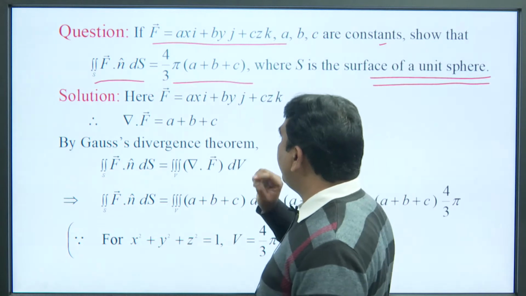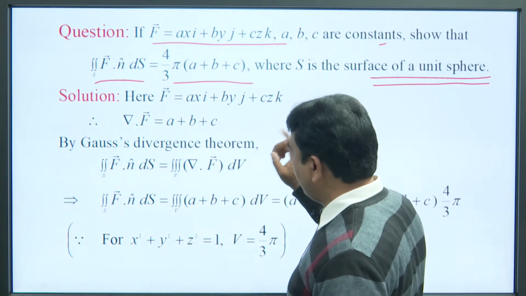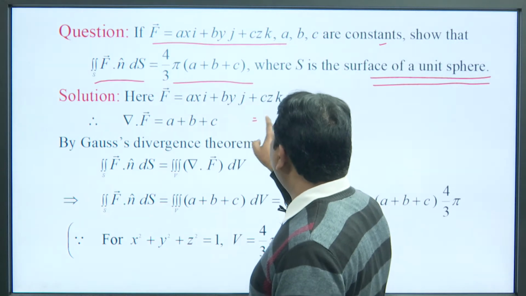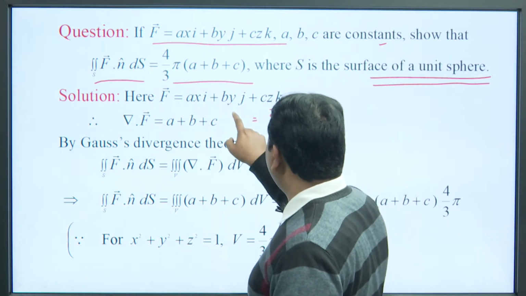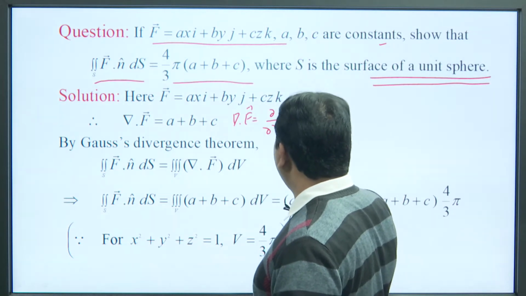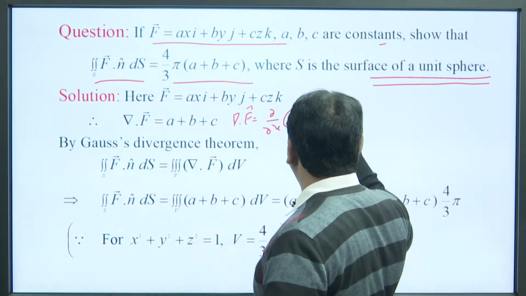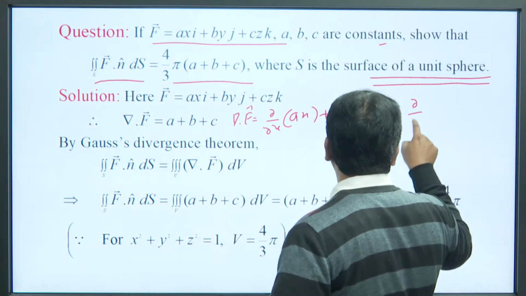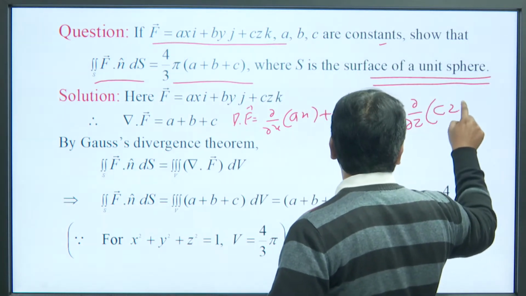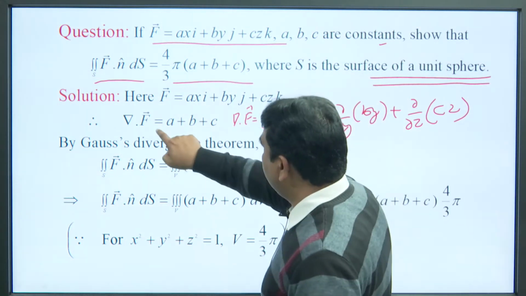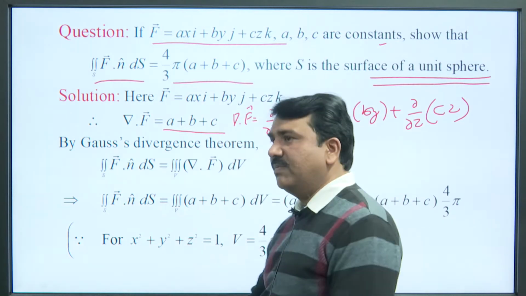In this case, if you find the divergence of f, that is del dot f, it is equal to del by del x of a x plus del by del y of b y plus del by del z of c z, which is equal to a plus b plus c. So, divergence of f is equal to a plus b plus c.